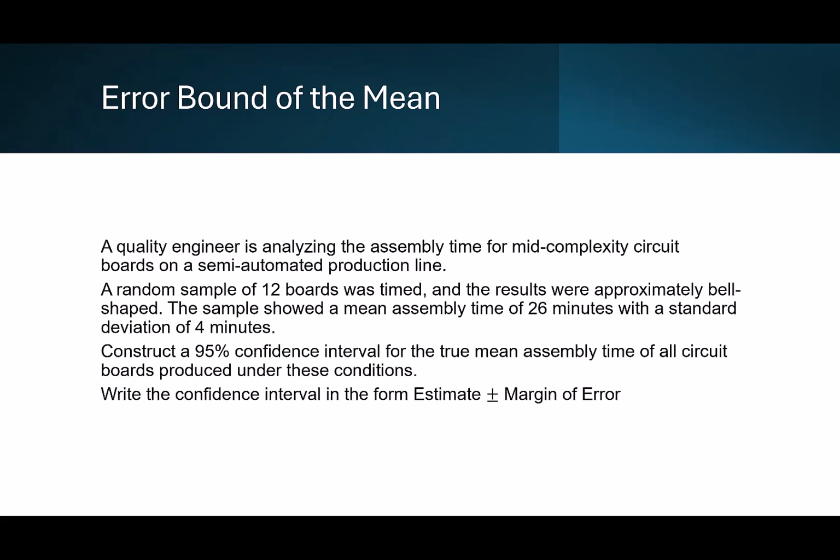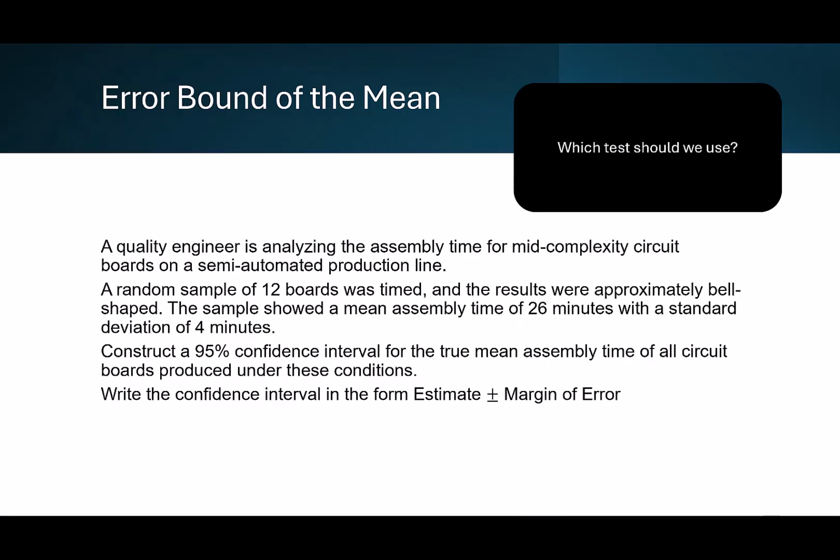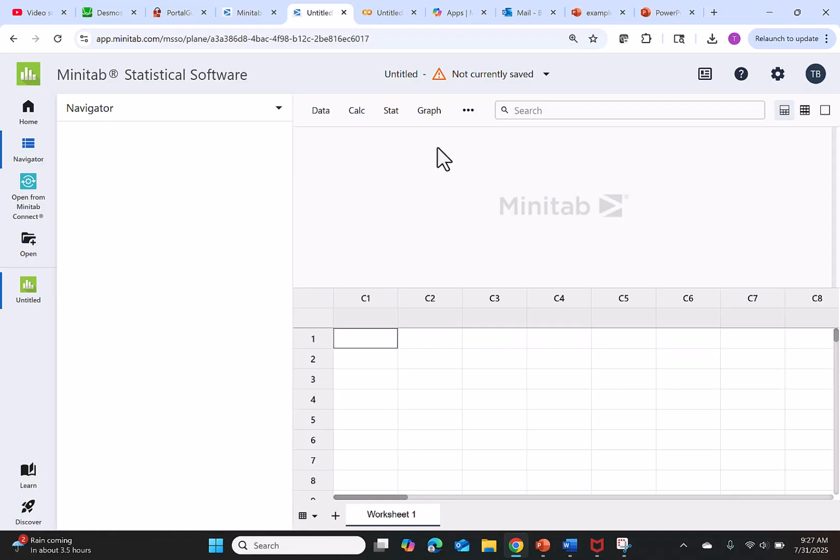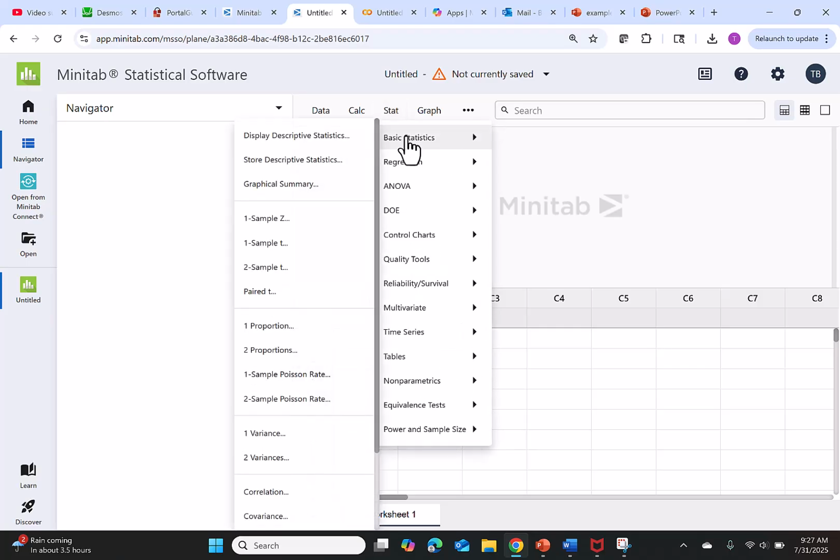Write the confidence interval in the form estimate plus or minus the margin of error, which in this case means we're going to take the mean plus or minus our error bound of the mean. Before we go to Minitab, we need to think about which test we need to use. Because we only have the standard deviation of the sample, not of the population, we are going to perform a t-test. In Minitab, we'll start by pushing Stat, Basic Statistics, 1 Sample T.